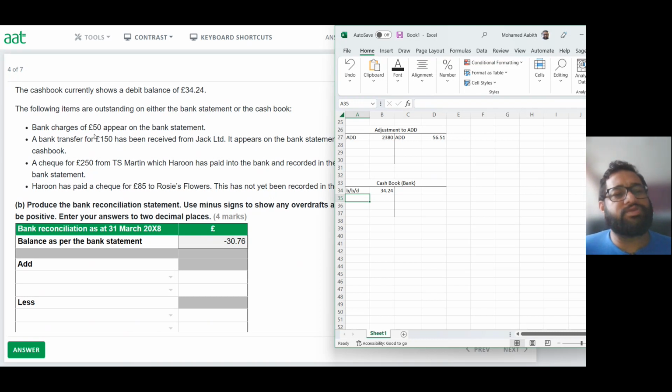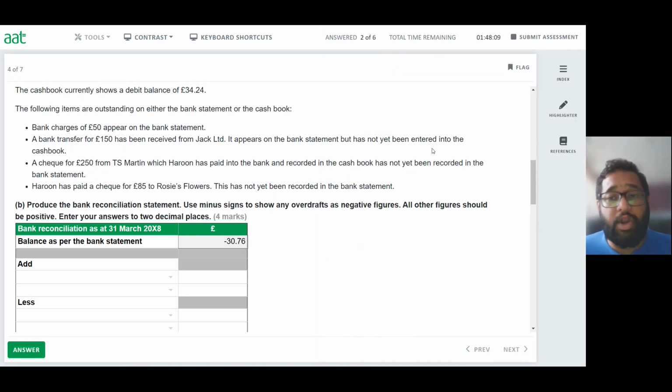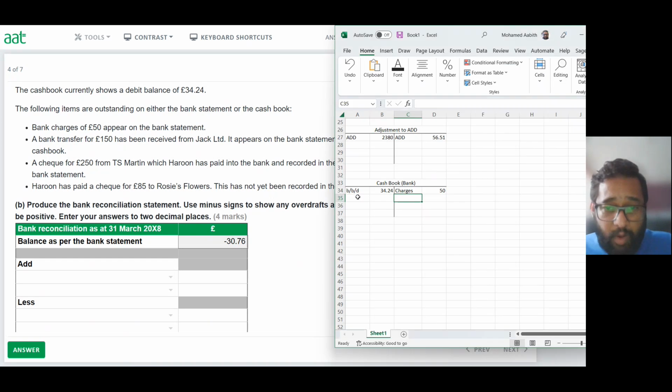They're saying here £50 of bank charges appeared on the bank statement. Therefore, it needs to go here. Say charges for £50. So this amount, we've just done that now. And then they're saying here the bank transfer amount of £150 received from Jack Limited appears on the bank statement, but is not yet entered in the cash book. So we also have to say RLCA, which is the receivable ledger control account, £150 from Jack Limited. So this is JL. So I just say JL here.